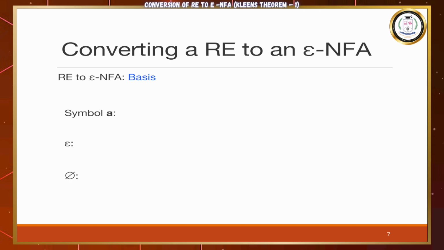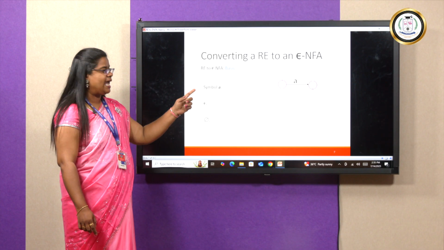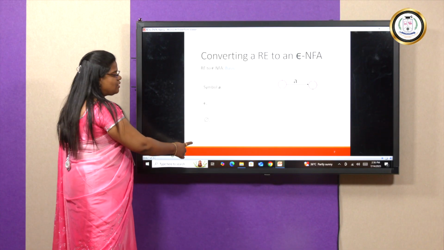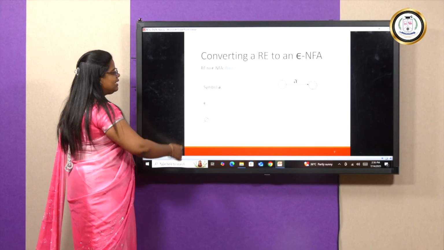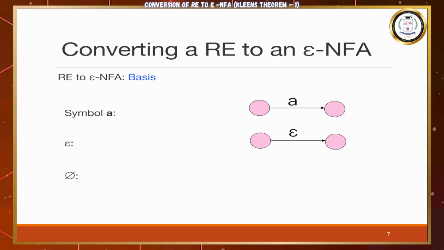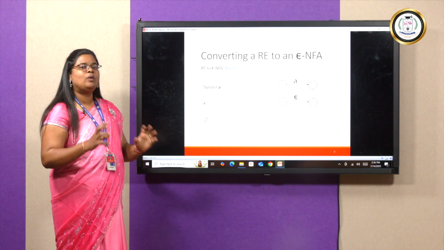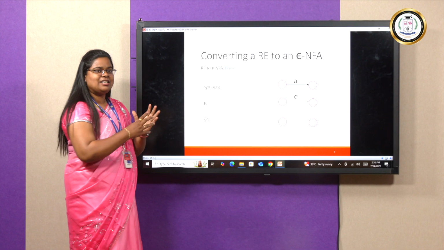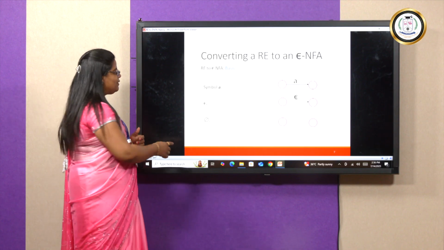For example, if we are having simple A, then the transition will be like this: from one state to another state, we have a string transition, that is A. Next, epsilon. If we are not having any transition but we are pulling with one epsilon transition, then we have to draw the figure like this. If we are not at all having any transition, that will be two independent states, and we have to represent it like this. These are the basic fundamental figures we should know first, and only then can we convert an RE to epsilon NFA.